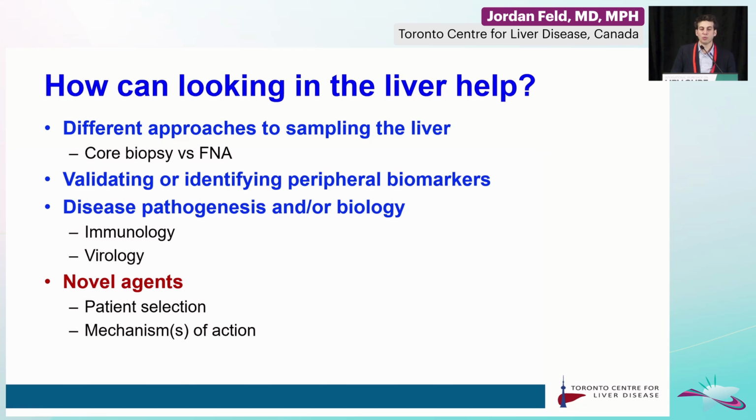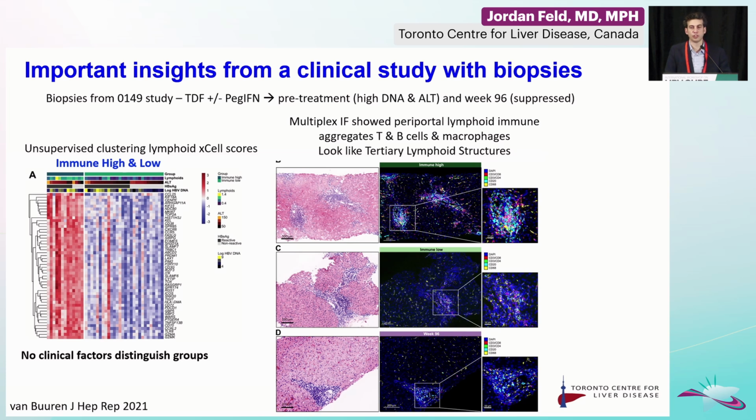So finally, how do we think about this with some of the novel agents? And I'm going to give first an example of how we might choose patients for specific therapies. And this is some nice work done by the Gilead group where they biopsied people who were going into that study with tenofovir and peg interferon pre-treatment.